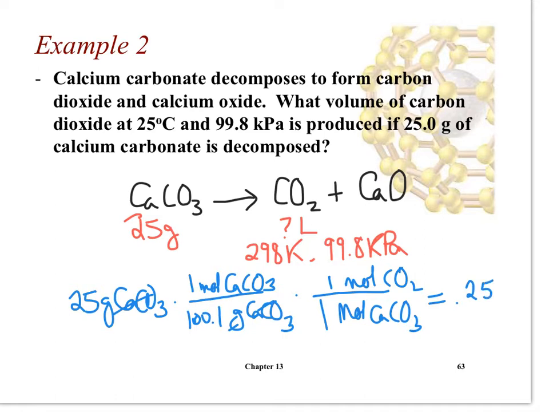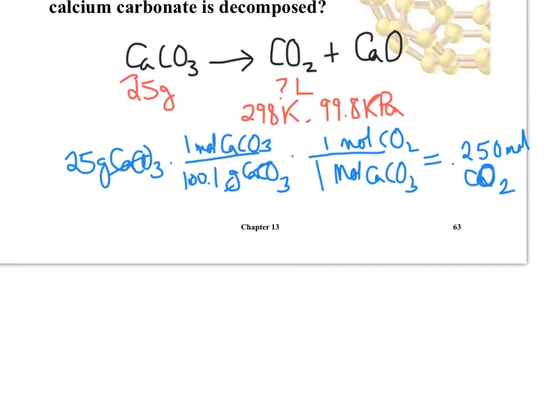And so this gives me 0.250 moles of the CO2. Now that I have moles of CO2, I can plug it into PV equals nRT. And I'll do that for CO2. That's my gas.